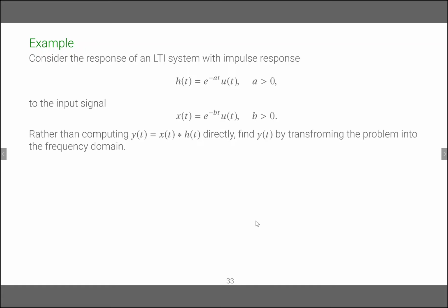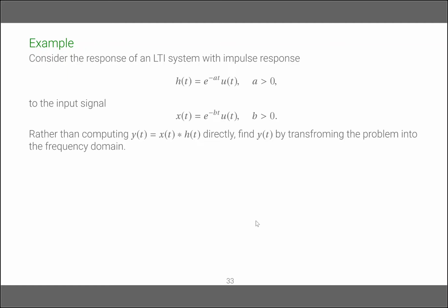So one more example, consider the response of an LTI system with impulse response h(t) equals e to the power of minus a t u(t), a greater than 0, and to the input signal x(t) equals e to the power of minus b t u(t), b greater than 0.